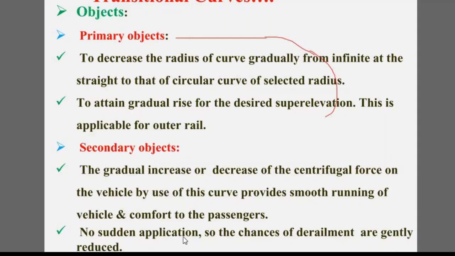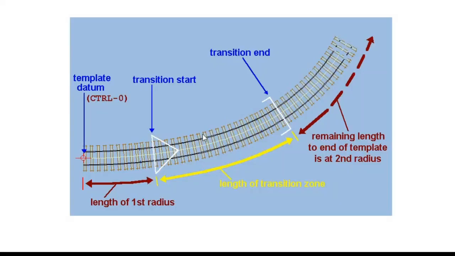So the gradual increase or decrease of the centrifugal force on the vehicle by the use of this curve provides smooth running of vehicle and comfort to the passengers. No sudden application of the centrifugal force, so the chances of derailment are greatly reduced. By introduction of the transition curve in between the straight curve and the circular curve, the chances of derailments are reduced. This is the secondary objective of the transition curve.